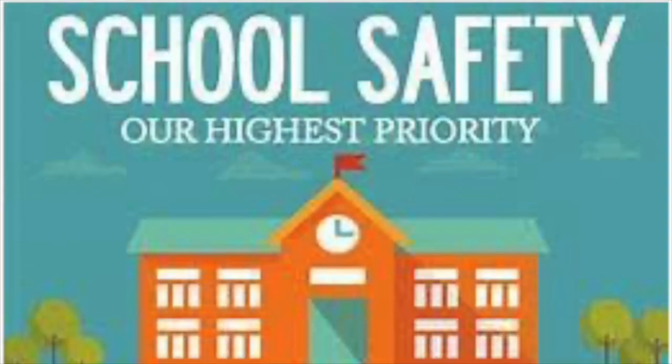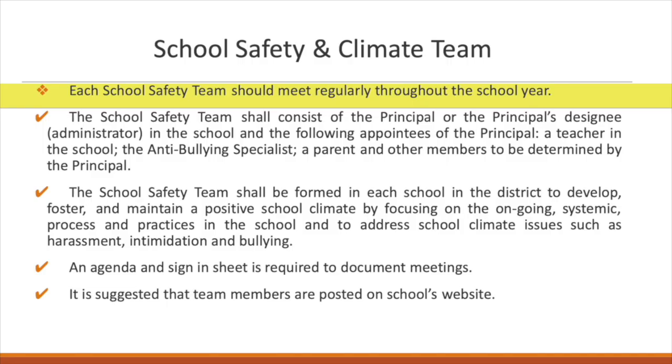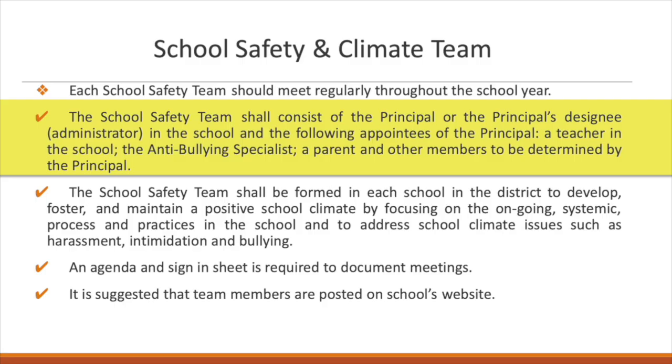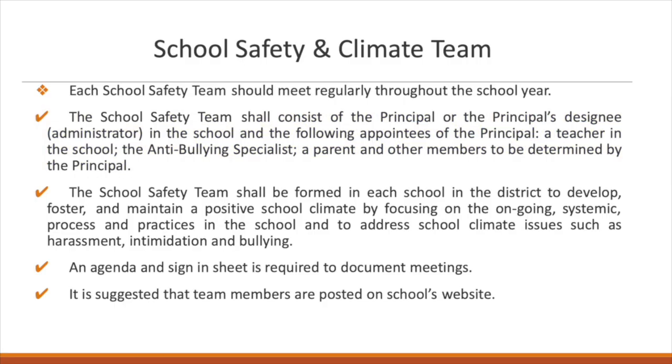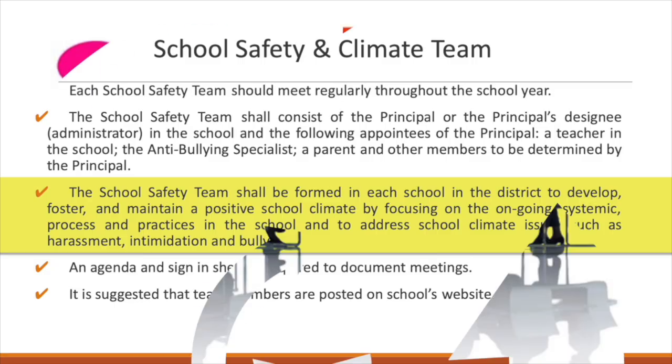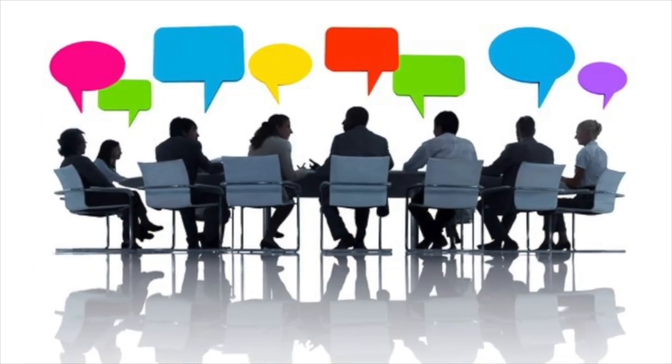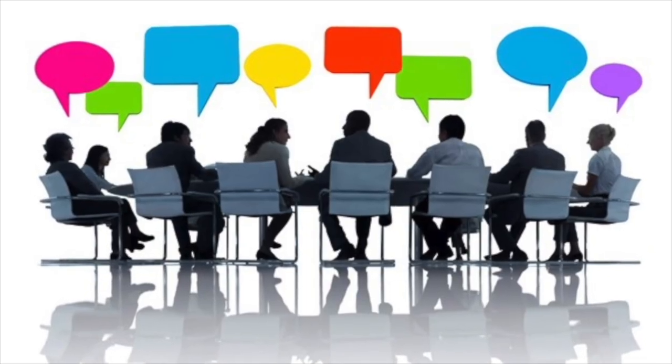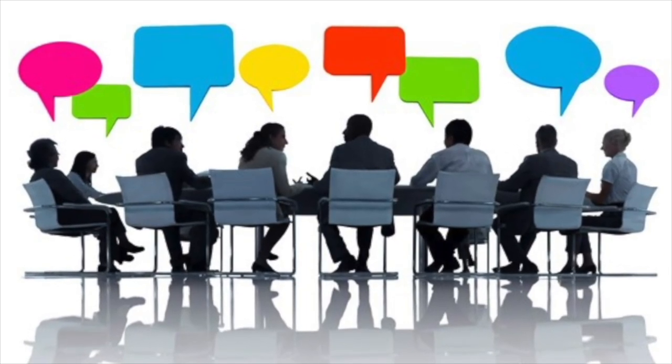The School Safety and Climate Team. Each school safety team should meet regularly throughout the school year. The safety team consists of the principal, a teacher, the anti-bullying specialist, a parent, and any other members of the school community as determined by the principal. The safety team shall be formed in each school within a district to develop, foster, and maintain a positive school climate and minimize the instances of harassment, intimidation, and bullying. The school safety team is required to meet 2 times a year. However, our school safety team meets monthly to review school climate and culture.